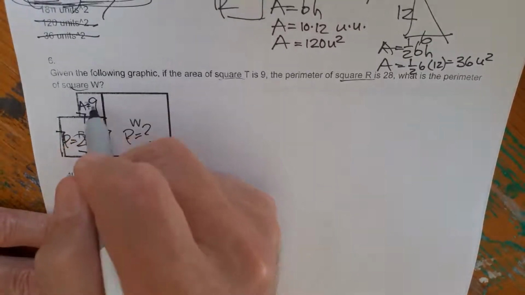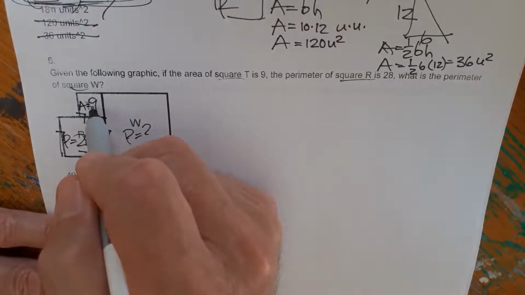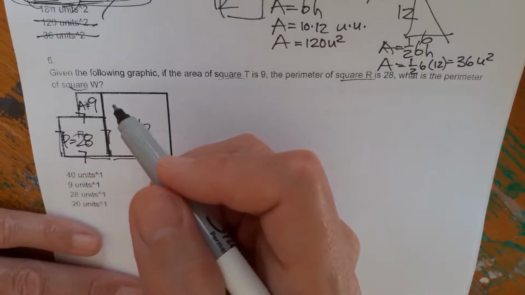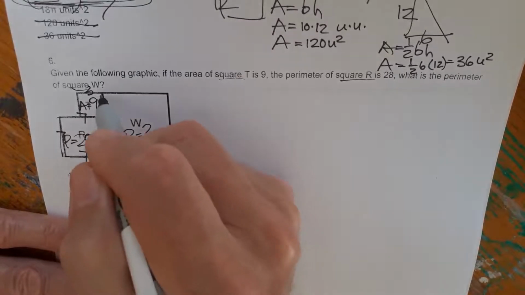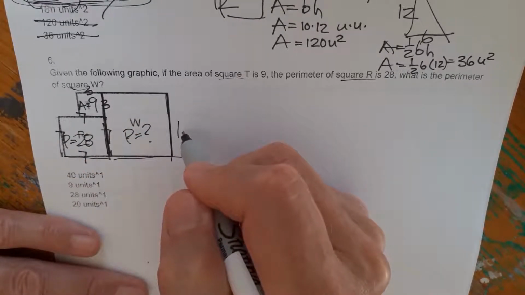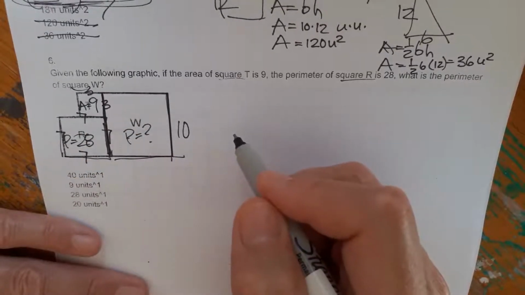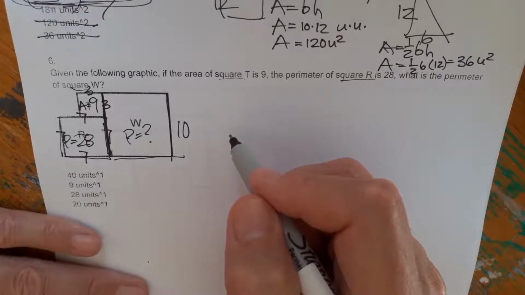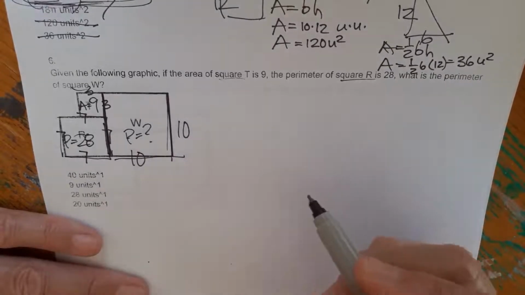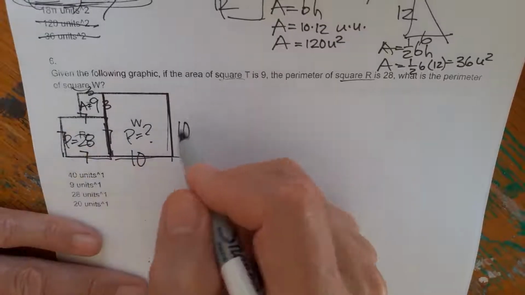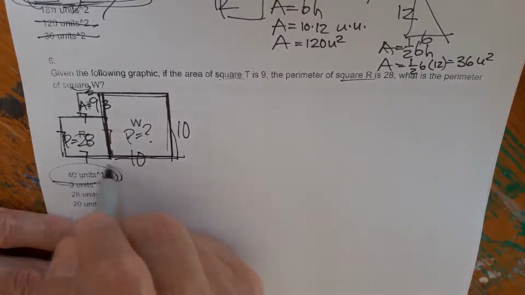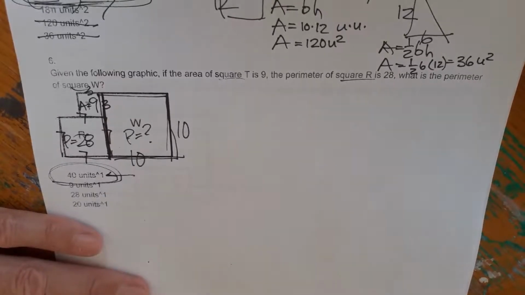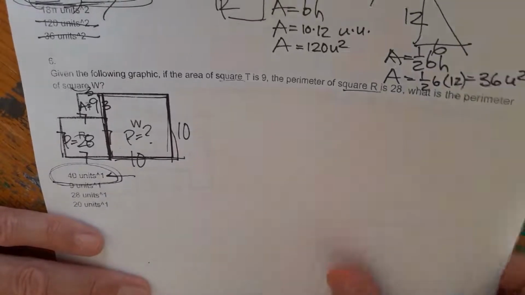All right. This is area of 9, and if it's a square, it's got to be 3 times 3 is 9. So this one's got to be 3 by 3. So if this is 7 and this is 3, this whole thing has got to be 10. Fair enough. And it's a square, so this has got to be 10. And they want the perimeter of this, so 10, 20, 30, 40. 40 units to the first power, because it's a distance, it's raised to the power 1.